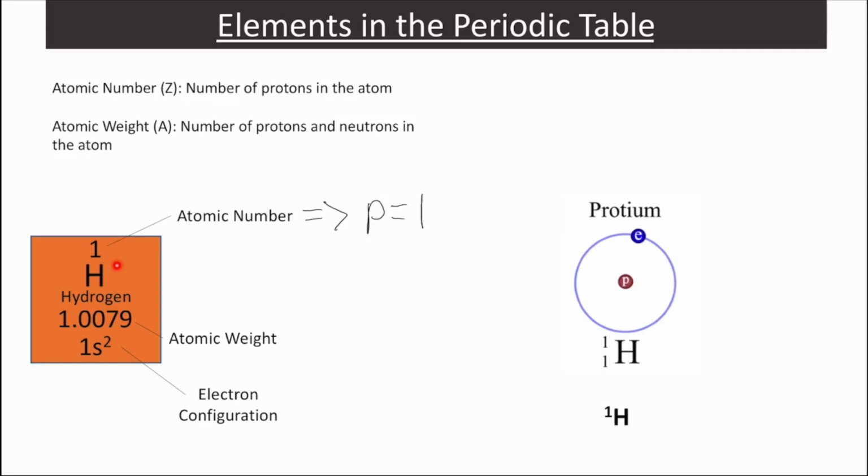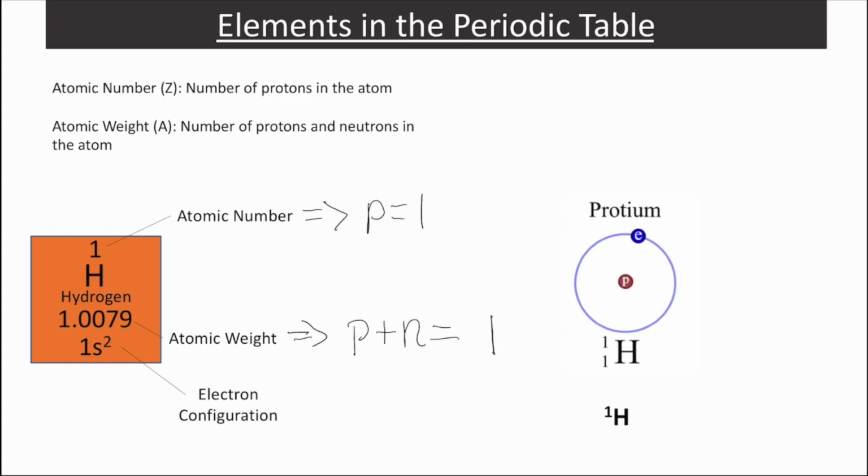Then we have the letter H, that is the symbol for the element, the name of the element, and then a decimal number that is the atomic weight in units of atomic mass number, AMU. This is represented with the letter A and is the number of protons and neutrons in the atom. So for the case of hydrogen, this is protons plus neutrons. So these can be approximated to the closest whole number. So in this case, it's equal to 1.